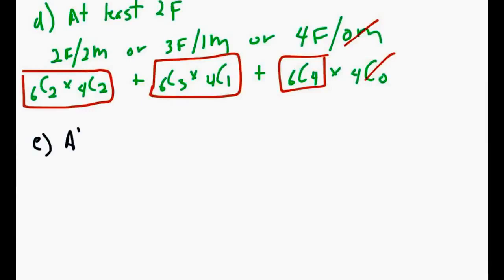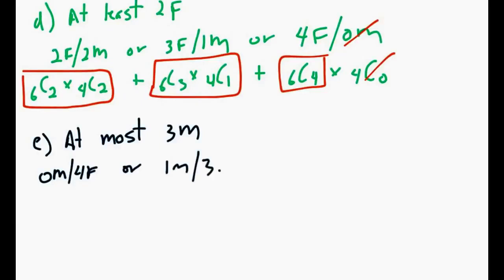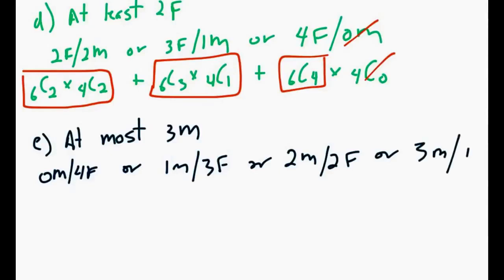how many would have at most 3 males. So we do the same sort of way. You'd have to have at most 3 males, so you'd have 0 males and 4 females, or 1 male and 3 females, or 2 and 2, or 3 and 1. Okay, so that would be the other option.